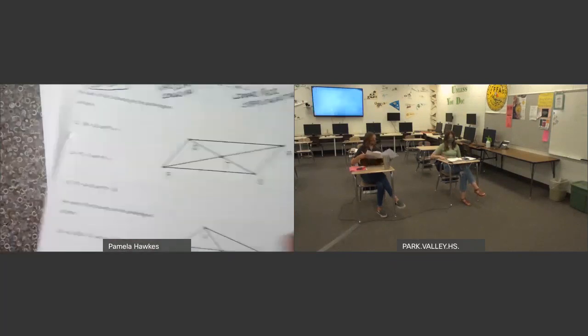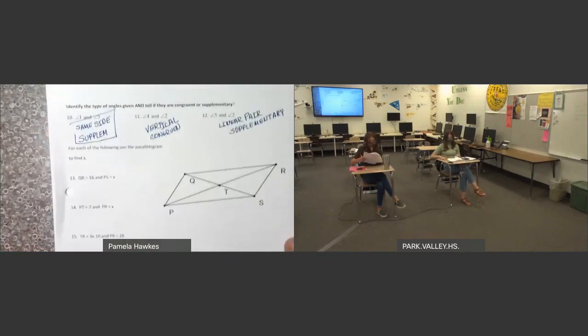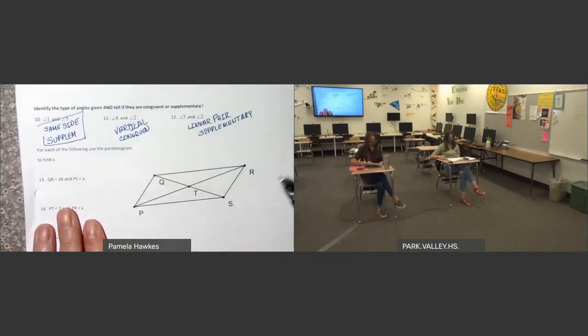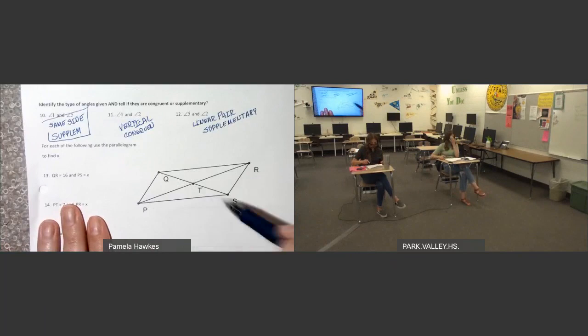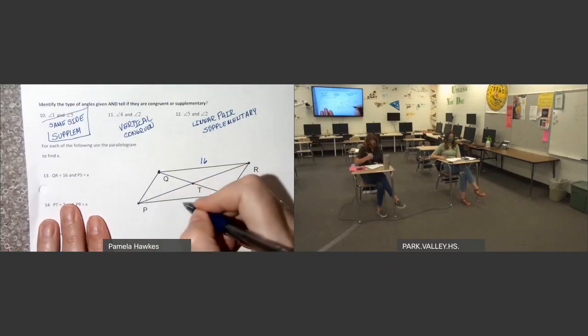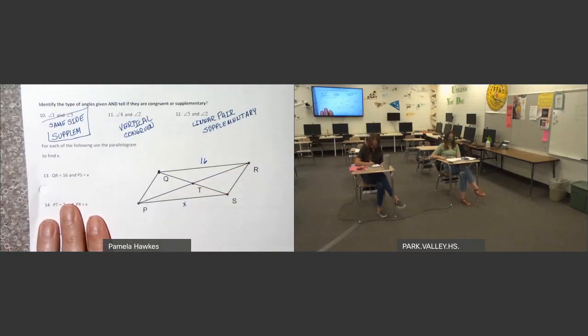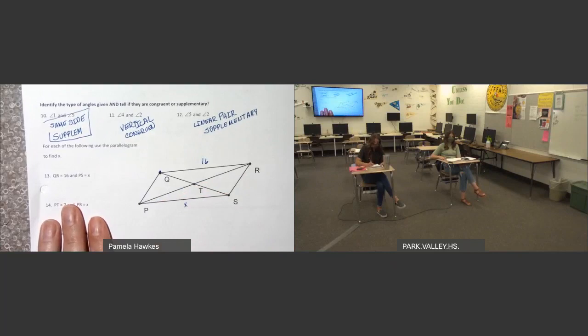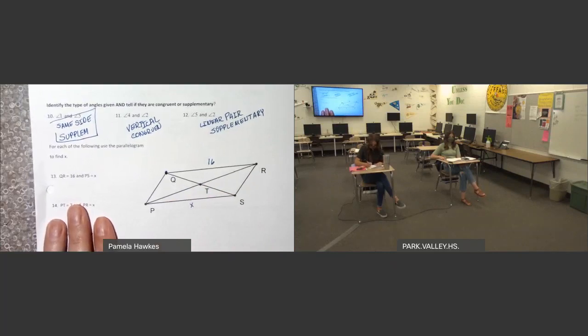Okay, turning the page, let's go over here and do some of these. How about this one? It says, there's this whole thing. This is Q. It says Q to R is 16. P to S is X. Solve for X. How did you get that so quick? That was really fast, Kaden. Yeah, so it's 16.